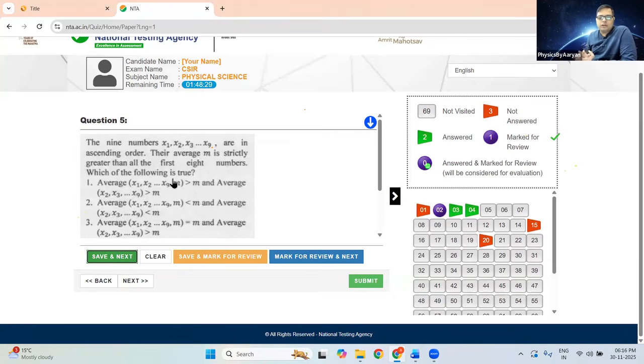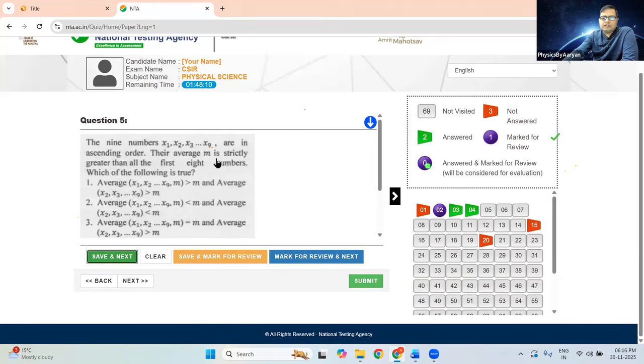As of now, when I'm looking at this question, my first feeling is that if I assume some numbers like 1 2 3 4 5 6 7 8 9, and then I also follow the last line. What is the last line? Their average is strictly greater than all of the first 8 numbers.